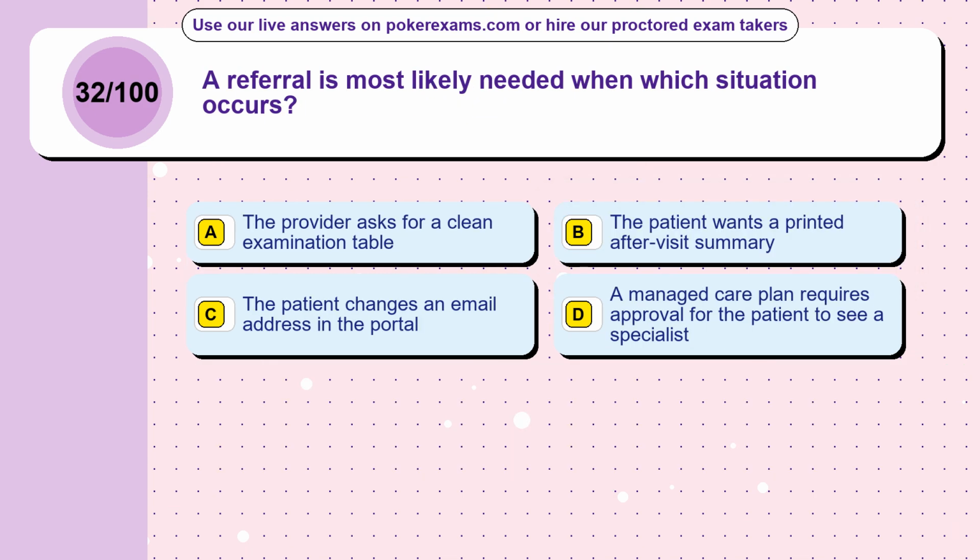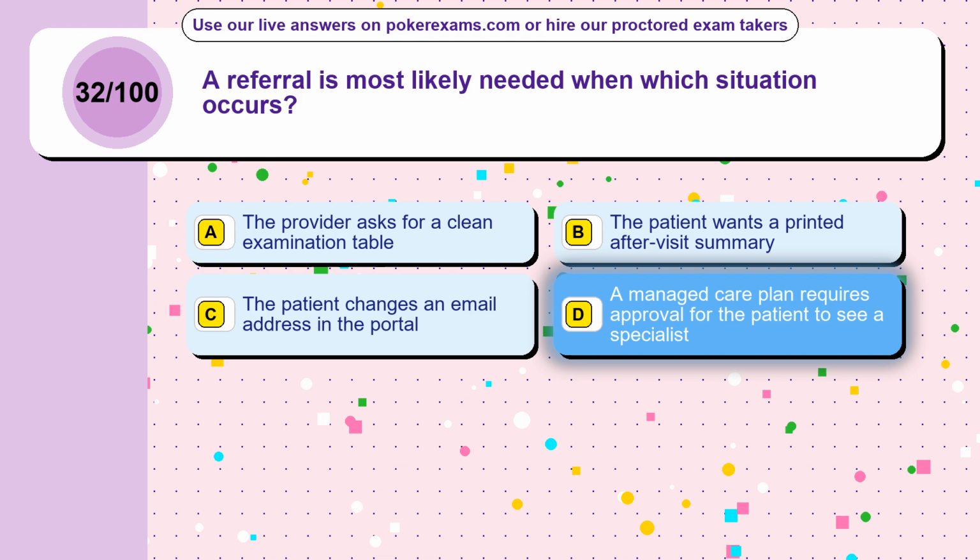Question 32. A referral is most likely needed when which situation occurs? Option A, the provider asks for a clean examination table. Option B, the patient wants a printed after-visit summary. Option C, the patient changes an email address in the portal. Option D, a managed care plan requires approval for the patient to see a specialist.